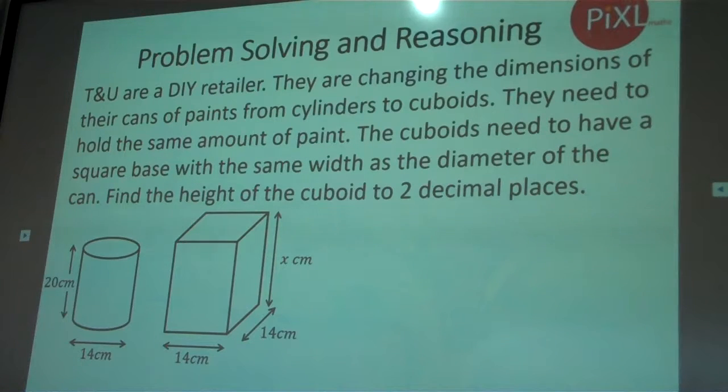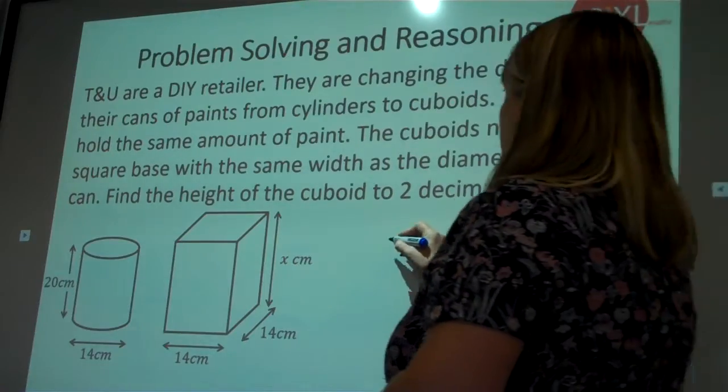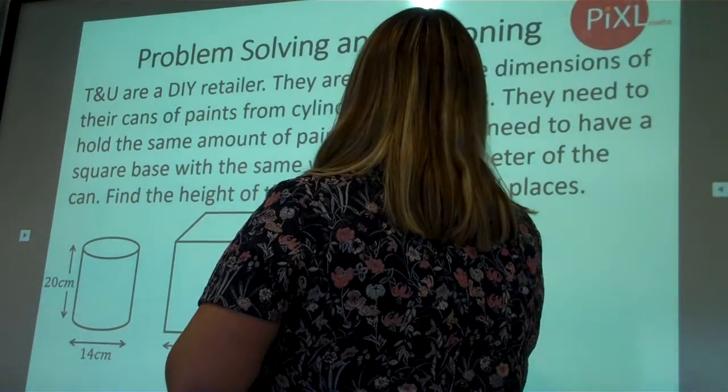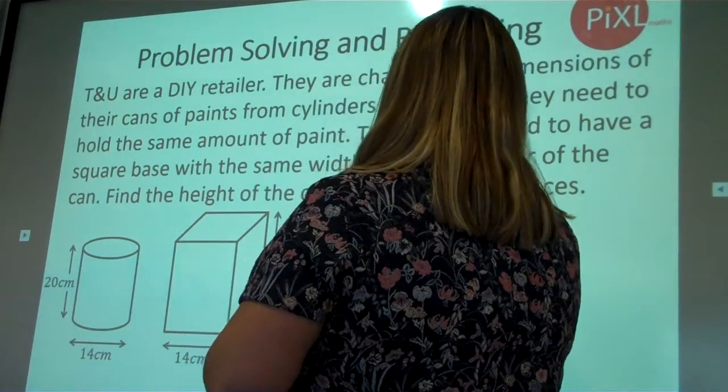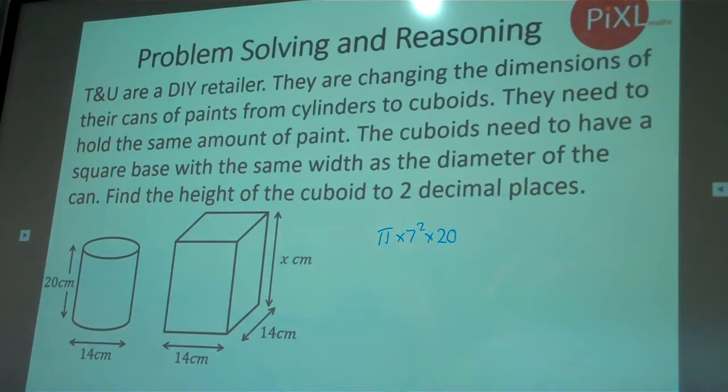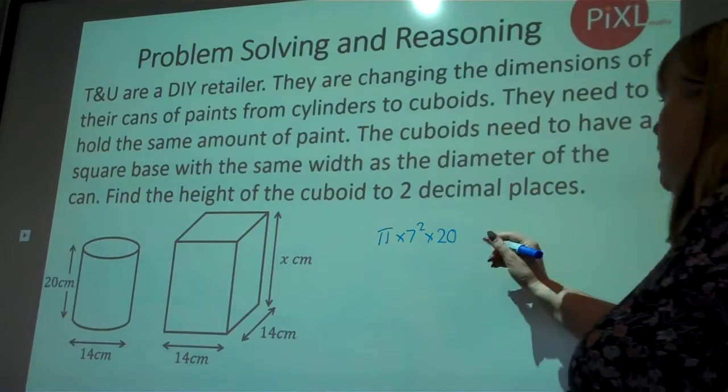Okay. I did pi times 7 squared, and then times the answer by 20. Okay, so you started off and you did pi times 7 squared and multiplied by 20. And what did that give you? The whole number or just what I wrote down? Okay, tell me what that gave you as an answer.